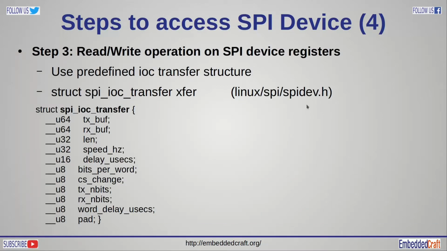For reading and writing to SPI devices, we have to use a predefined spi_ioc_transfer structure. This structure is defined in the spidev.h file. As you can see, we have transmit buffer and receive buffer elements in the structure. This is the length of data we want to transfer, and here is the speed of the SPI device.